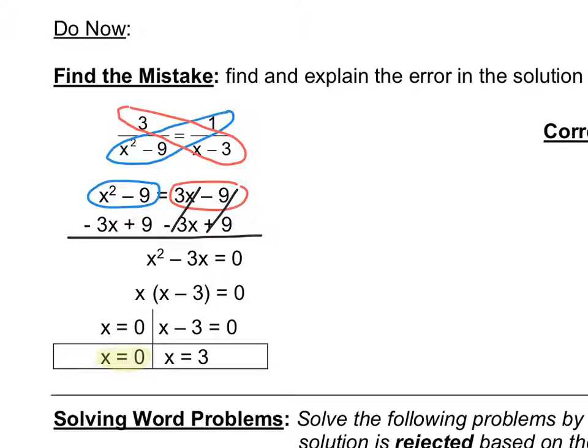Now, what about the 3? No, because if I put it in the x minus 3, 3 minus 3 gives you 0. If I put it in the x squared minus 9, 9 minus 9 gives you 0. All right, so 3 is a bad number. So you only have one solution. They kept a solution that was bad. All right, it's going to bother me.